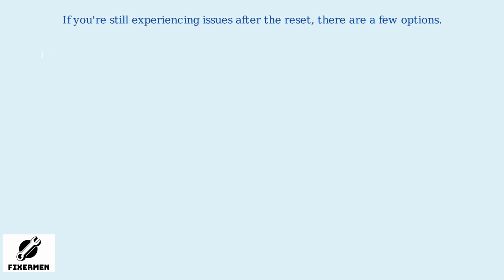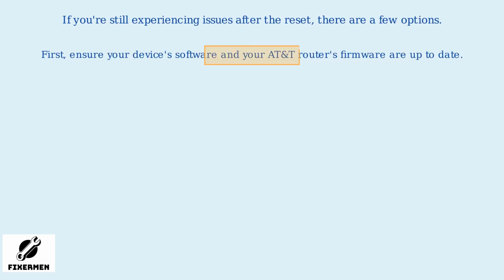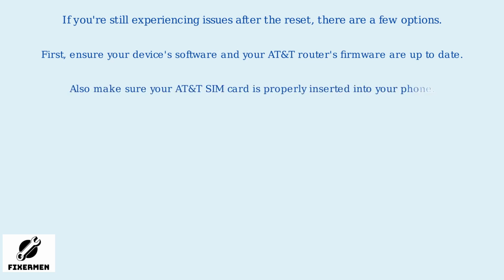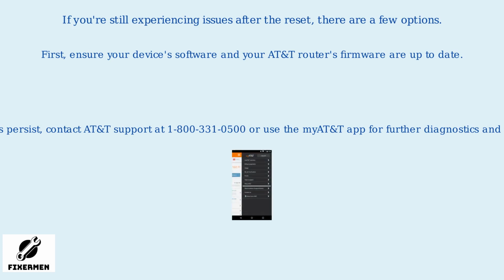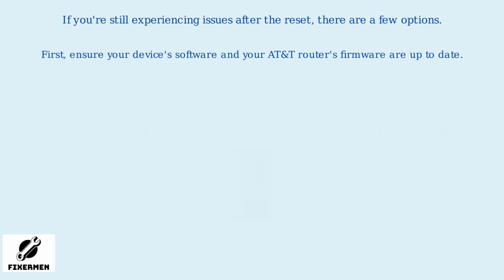If you're still experiencing issues after the reset, there are a few options. First, ensure your device's software and your AT&T router's firmware are up to date. Also, make sure your AT&T SIM card is properly inserted into your phone. If problems persist, contact AT&T support at 1-800-331-50 or use the My AT&T app for further diagnostics and assistance.